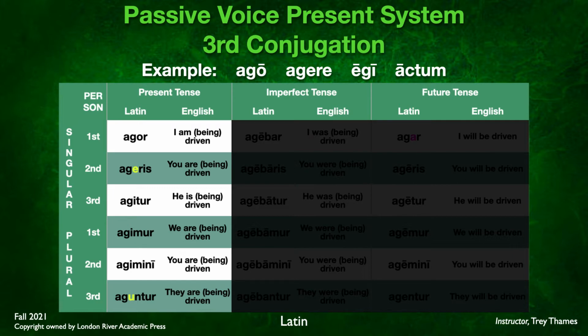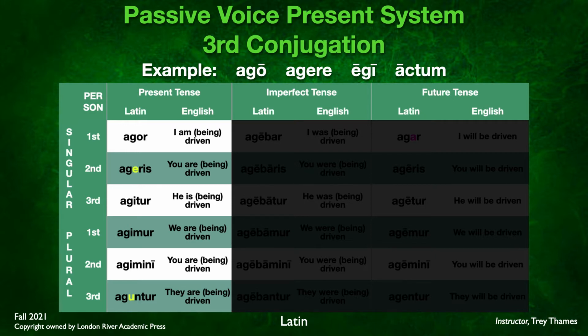So if you remember in the present tense, active voice, it was ago, agis, agit, agimus, agitis, agunt. Here it's agor, ageris, agitur, agimur, agimini, aguntur. So really, this is no different than the active voice, I should say, except you've got passive endings, and the only other unique thing is a second person singular present. We're going to have an E instead of an I.